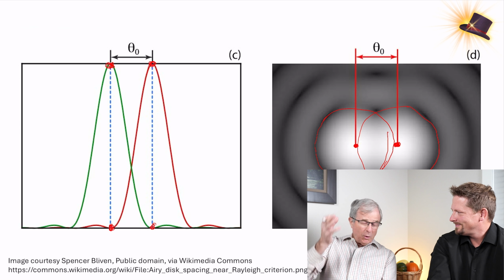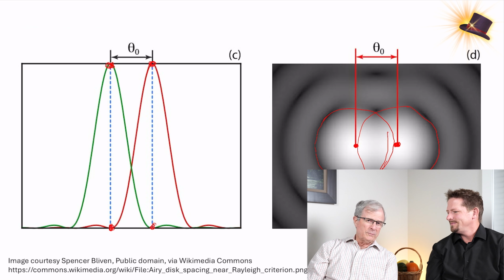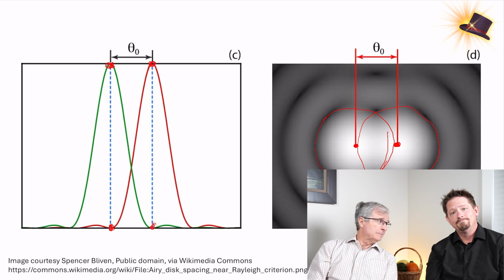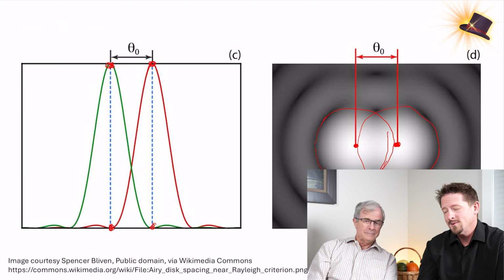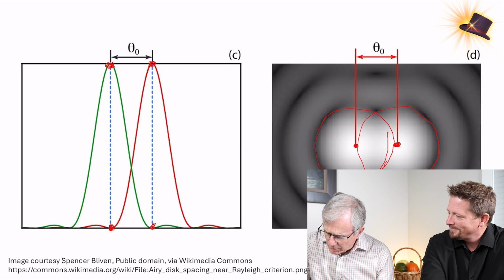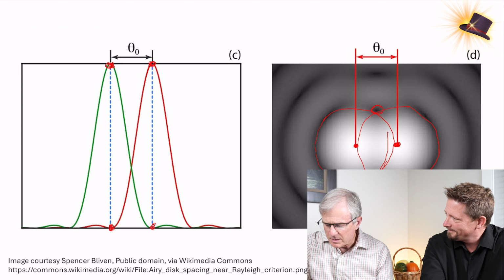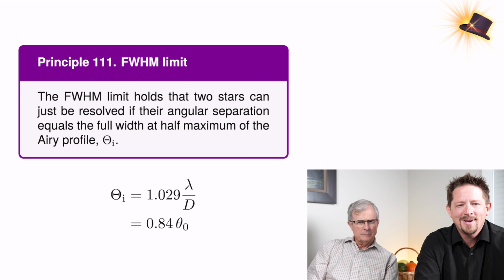So I might now poll the audience and say, can you tell that there are two stars instead of one for this separation? I think with those little bumps between them, the little black dots, I think you can tell. So in other words, you're saying these give you a clue, the little black dots? Yeah, I think they do. The full width at half max limit holds that two stars can just be resolved if their angular separation equals the full width at half maximum of the Airy profile.